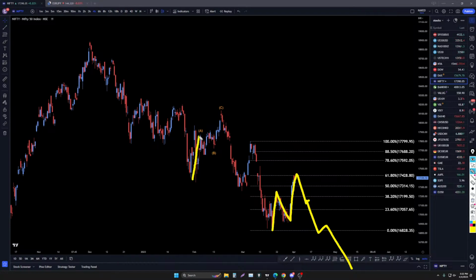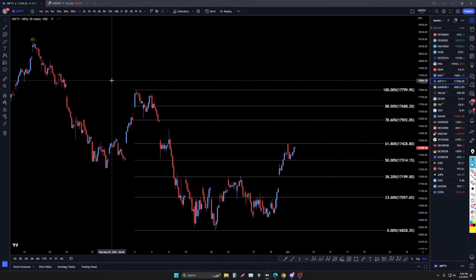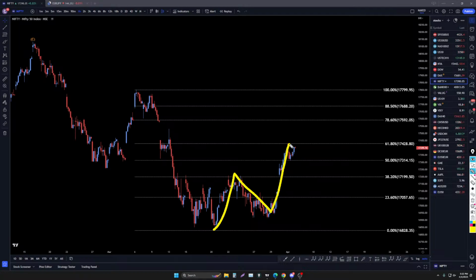Just like this right here. Three waves up. Yeah, the other ones are probably best visible in a shorter time frame. 1 hour time frame, I definitely already see three waves up, so A, B, C.